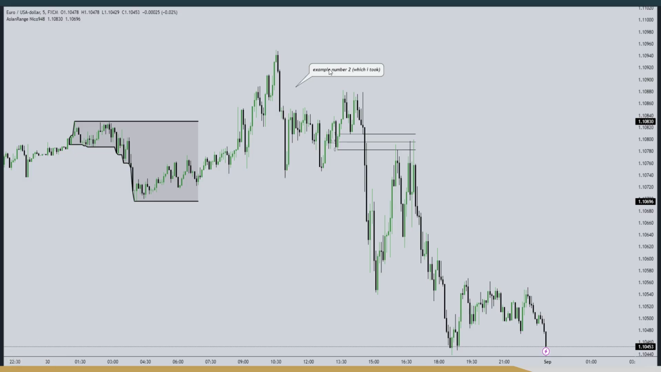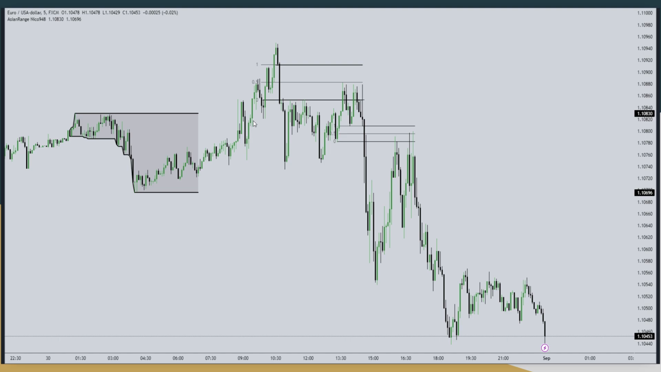Alright, now here's the second example. This is an example I personally took. So here you can overall see the measured mitigation move, and this measured mitigation move is between an inverse fair value gap right here and this CB. So I use the 0% mark of this inverse fair value gap, which is overall the lowest PD array in the premium PDMA matrix, and I use the highest point, which is overall this CB.